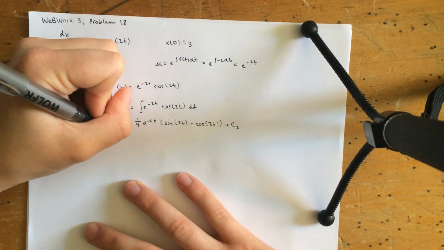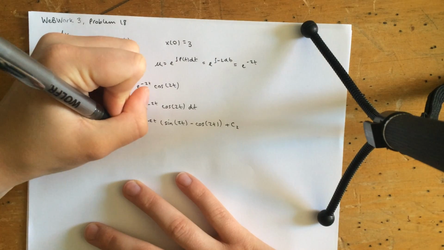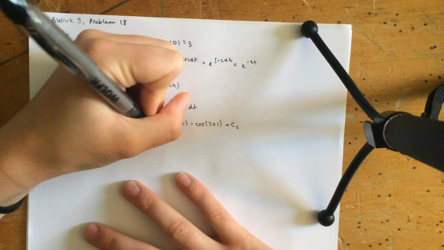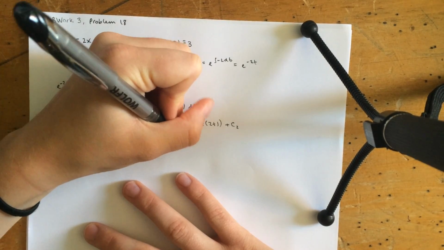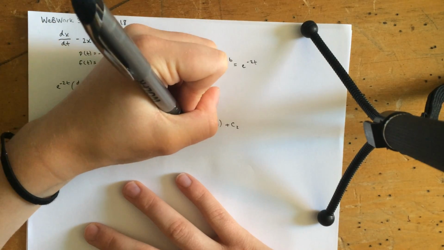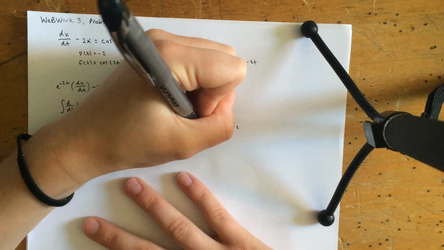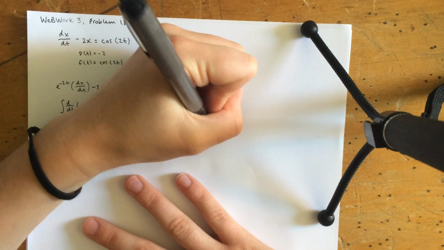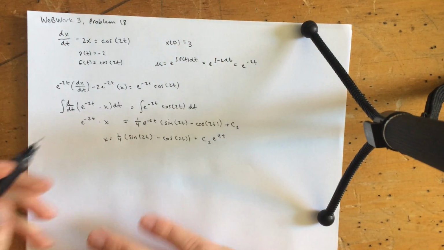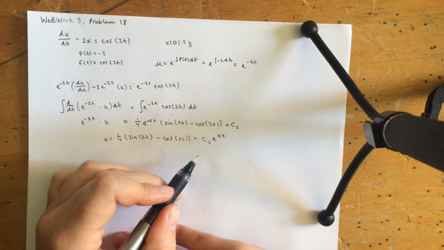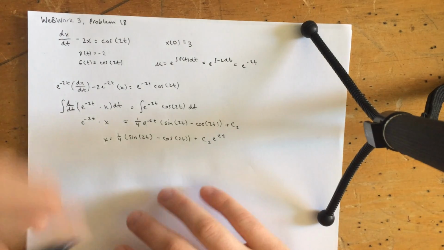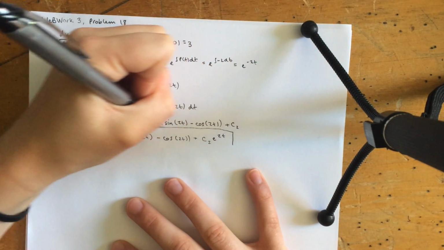So x equals 1/4 sine of 2t minus cosine of 2t plus c2 e to the 2t. Because we're dividing by a negative exponent, we can make that a positive there. Okay, so there we have our general solution.